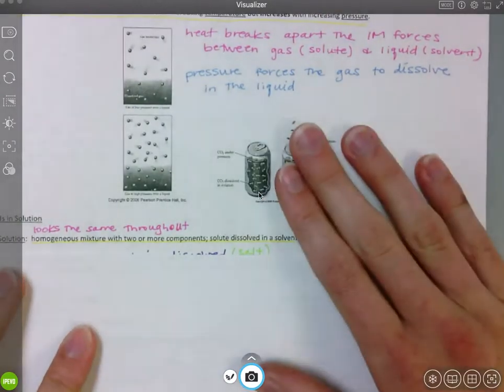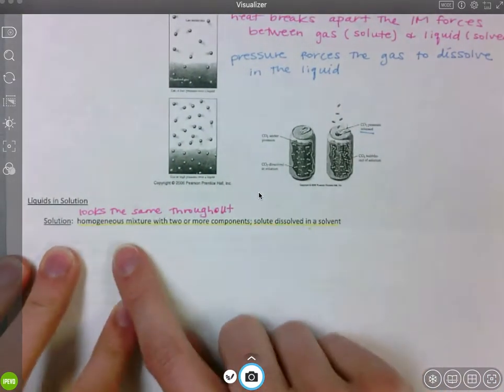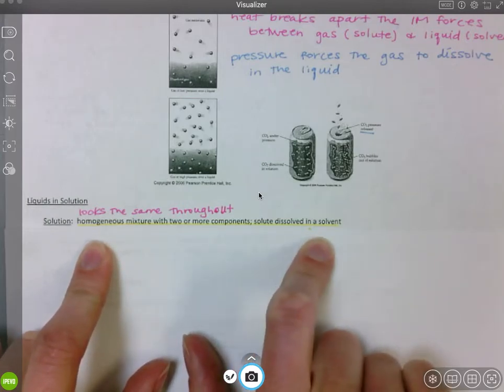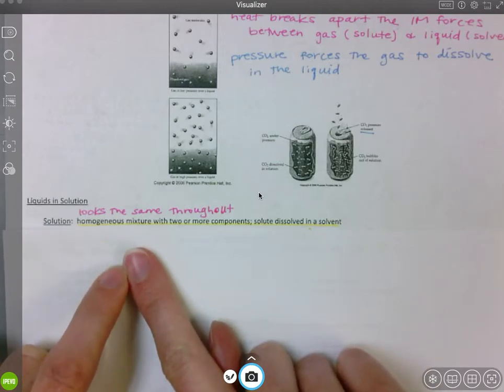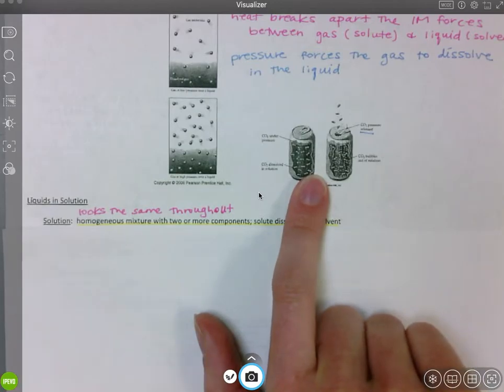So here's our actual definition of a solution. A solution is a homogeneous mixture with two or more components, and it's our solute dissolved in a solvent. Homogeneous means that it looks the same throughout. So it's not forming two layers, it looks like one thing. Like soda, if we have root beer, it looks the same throughout. It's just brown liquid.